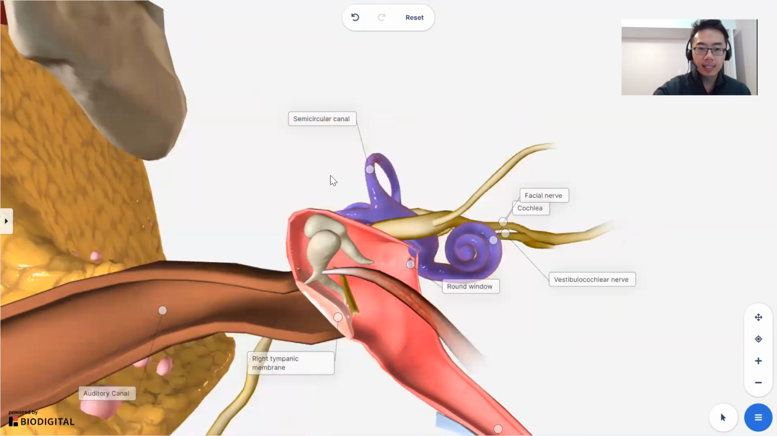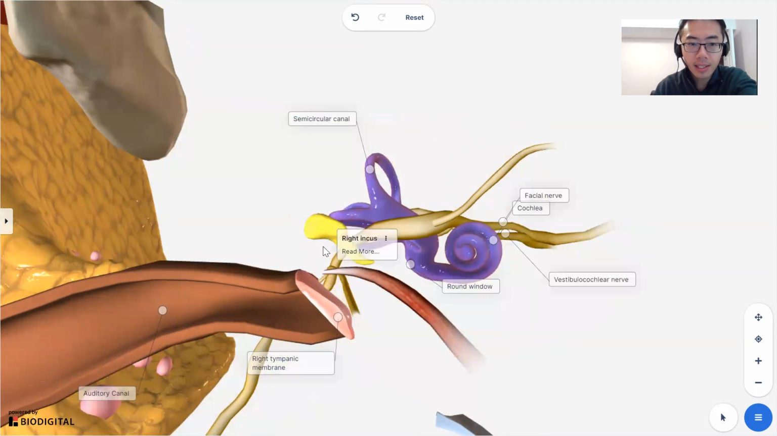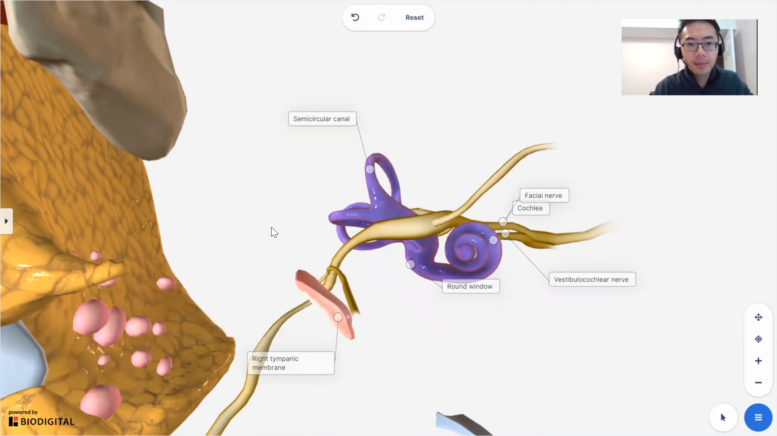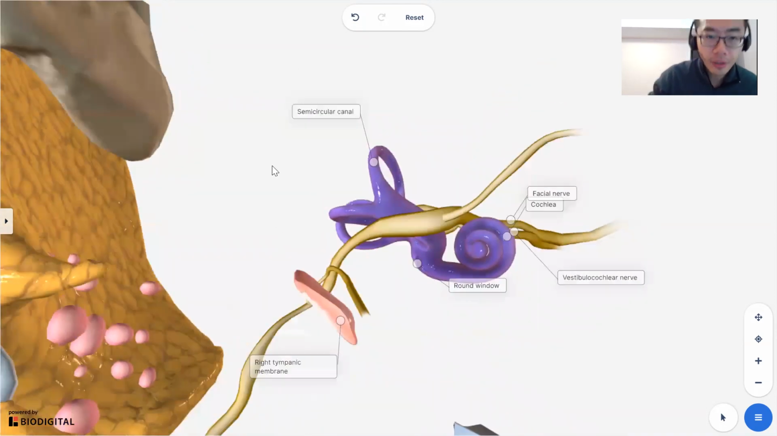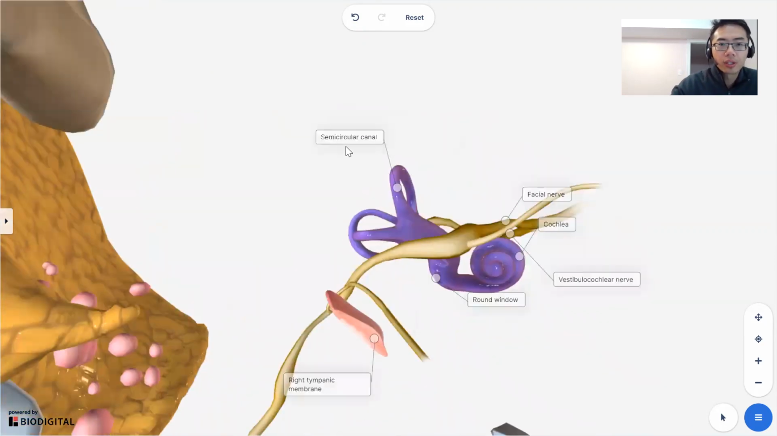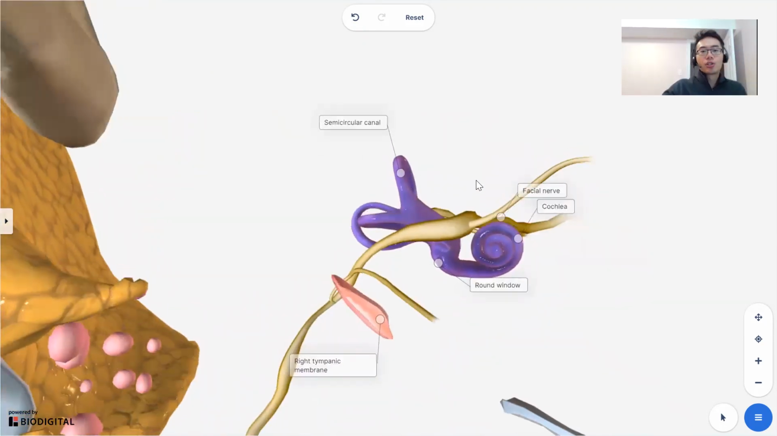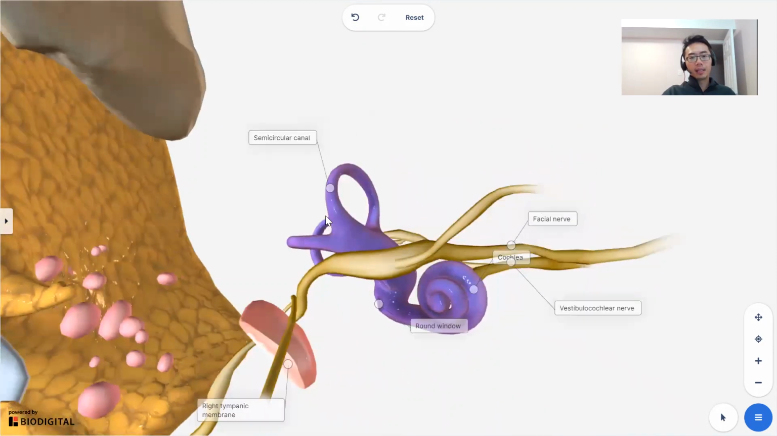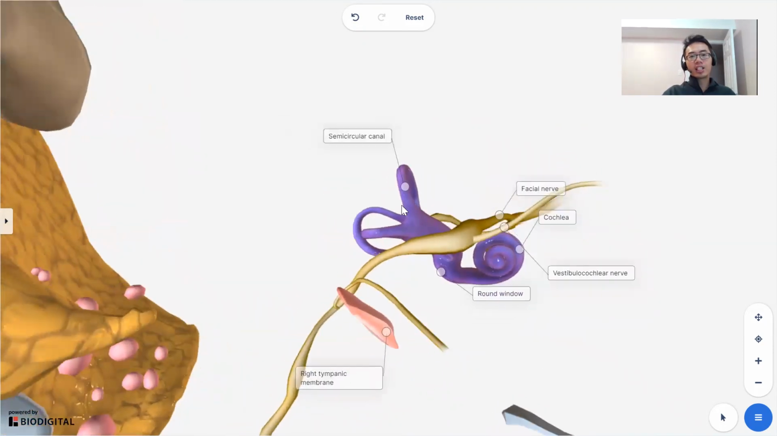I wonder if I can delete some. Oh yeah, there we go. Okay, if I delete a bunch of these things, you will see that there are 3 semicircular tubes here. They're called the semicircular canals. So one of them, like this one, that's called the anterior semicircular canal.